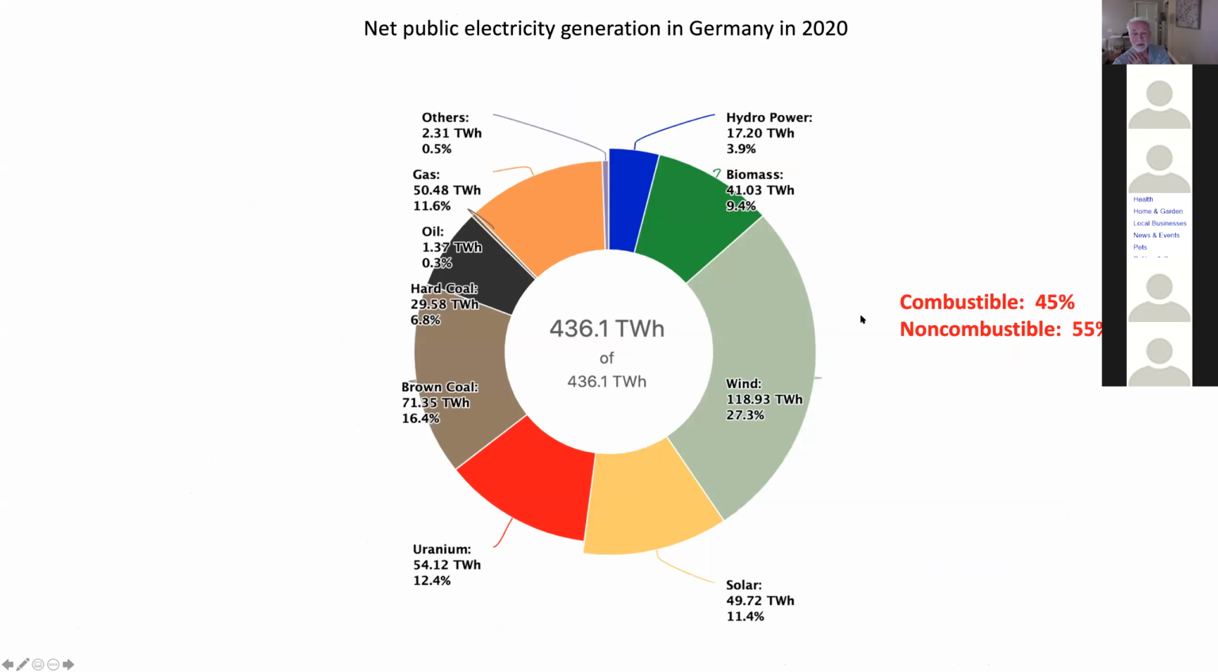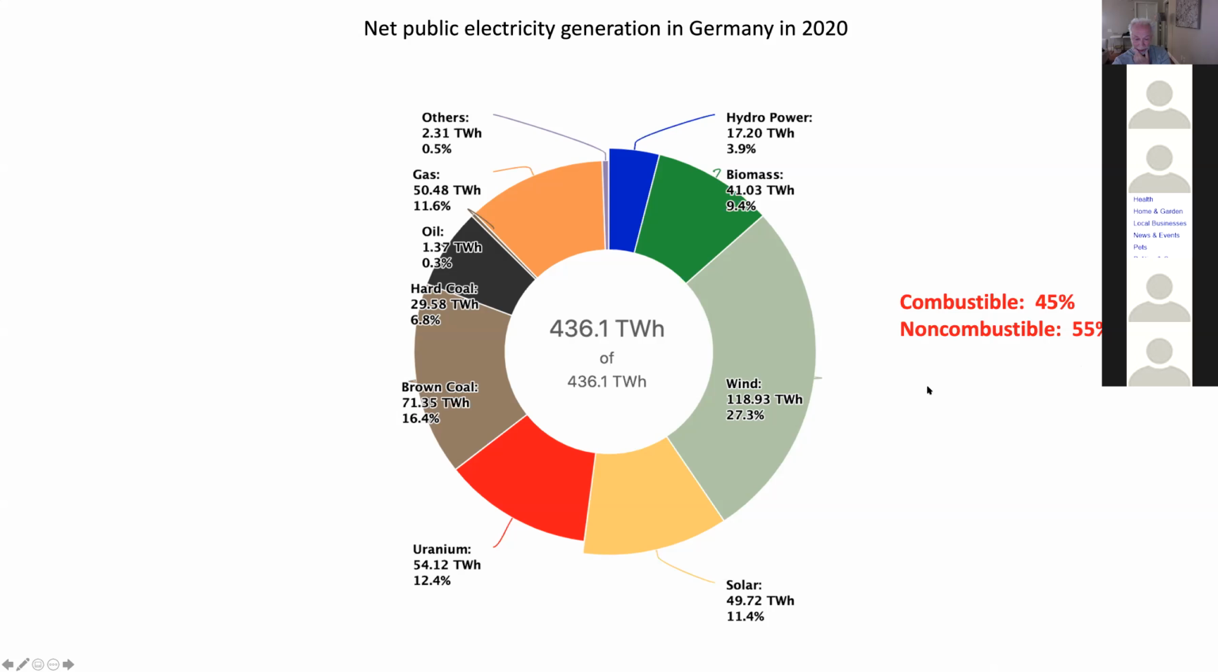All right, so how do things look for the future? Well, looking worldwide, Germany stands out. And here is one of the reasons. Net public electricity generation in Germany this year in 2020. About 55% of it comes from non-combustible sources and the rest from combustible.